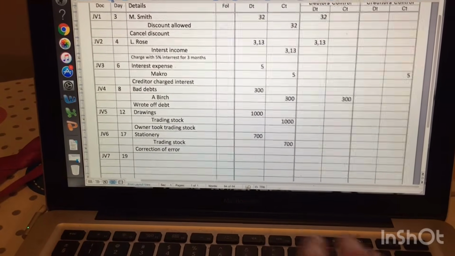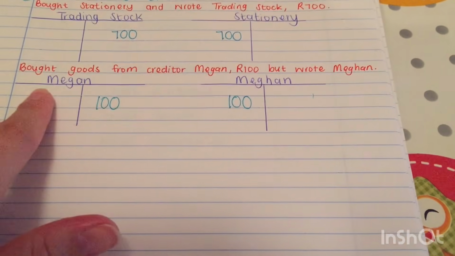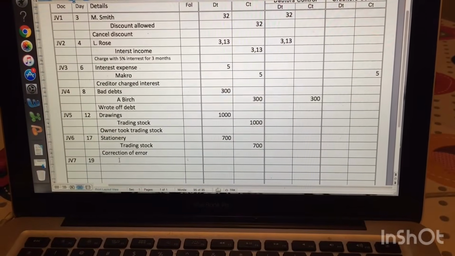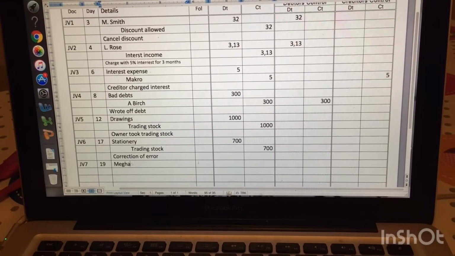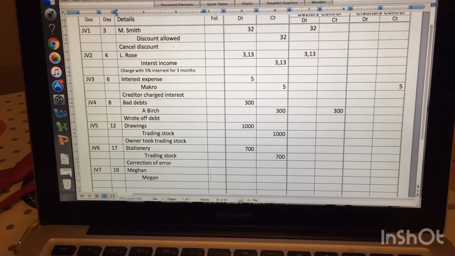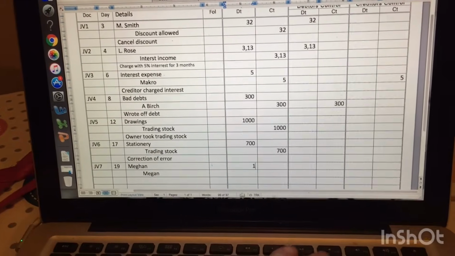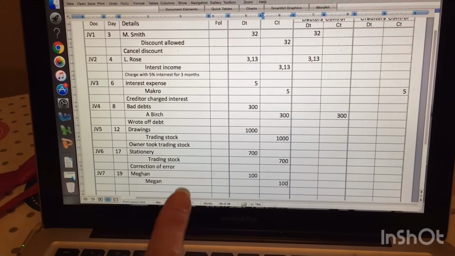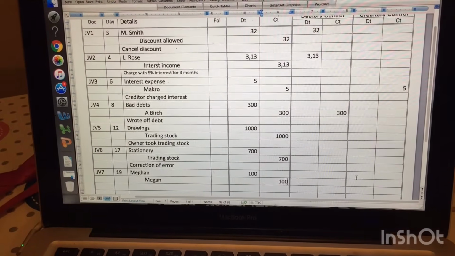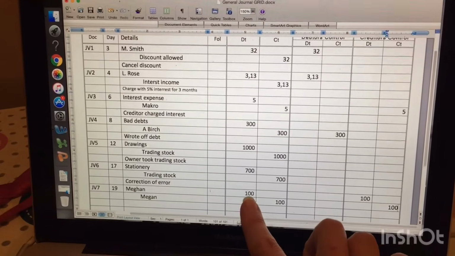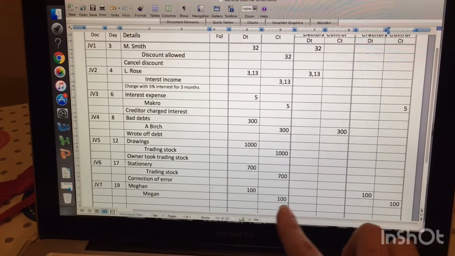Let's say this happened on the 19th. Now, I debited Megan with an H and I credited Megan without an H. So they are both creditors. So I'm going to start with Megan with an H is debited, and then Megan without an H is credited. The amount is 100 Rand, so it's debit and credit column. Both of them are people. Both of them are creditors. So I'm going to go to my creditors column, and I'm going to write 100 Rand in the debit column because it's there, and 100 Rand in the credit column.